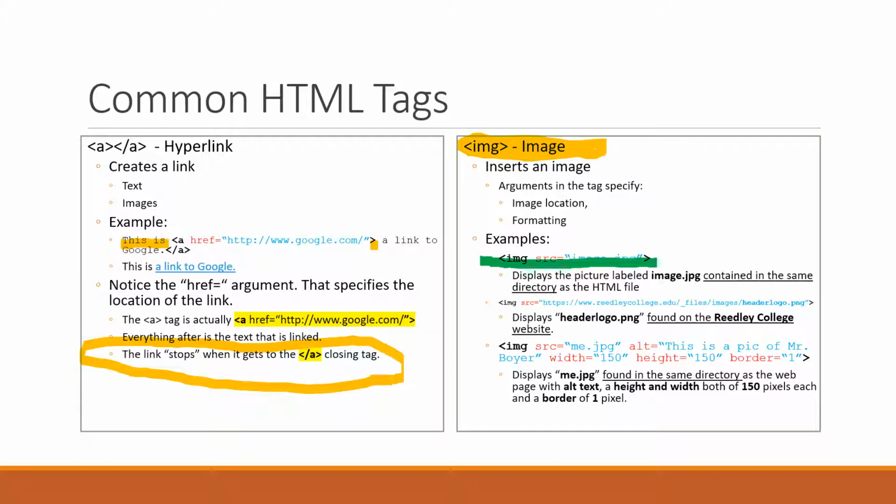Well, let's go ahead and undo that. Cool. Okay, definitely don't like that one. Let's try this color. Okay, this is much better. Okay, image source equals, and then in quotation marks, image.jpg. That displays the picture labeled image.jpg contained in the same directory as the HTML file.